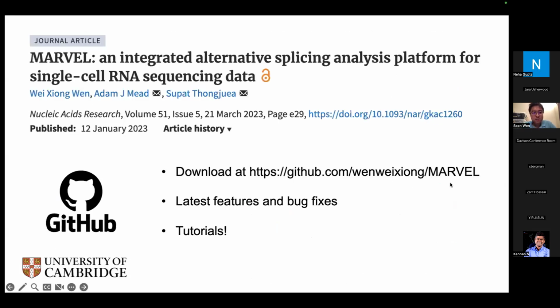Great. So that brings us to the main part of the talk today, which is to introduce you to this R package called Marvel. Marvel is available for download from GitHub. I would encourage you to use the version on GitHub rather than the version on CRAN because the version on GitHub has the latest features and bug fixes, as well as tutorials for you to go through how to prepare the input files, how to analyze the data and make sense of the data.